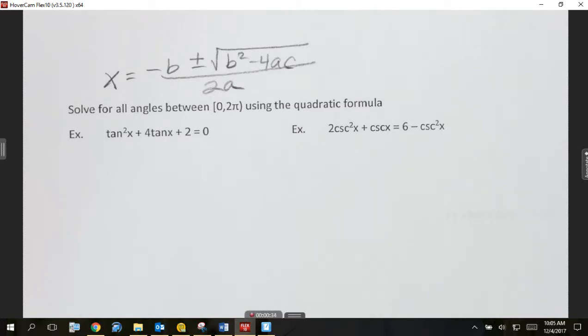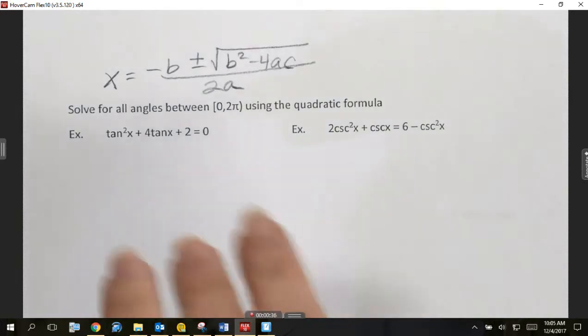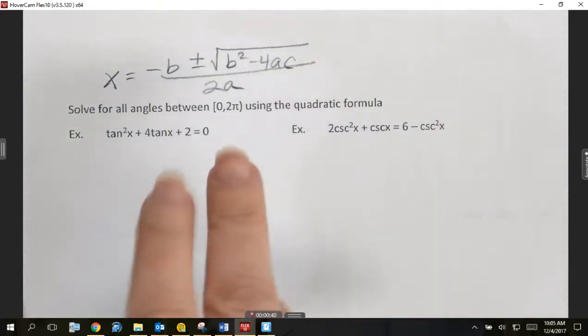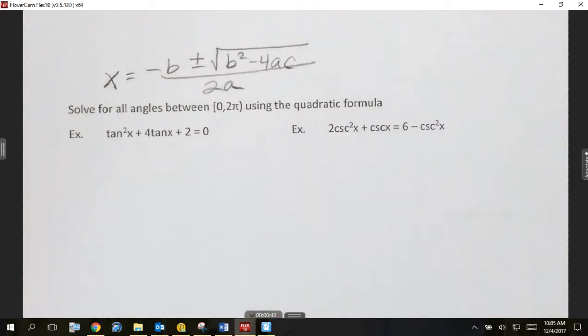Good. Because you have to know it; we're not going to use the quadratic formula on a quiz or test. I'm not going to give it to you. By the way, we're going to have a quiz on Friday. No, Thursday.